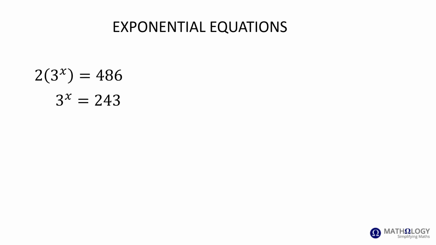The next step is to express 243 as a power of 3, since we have the base 3 on the left. 243 equals 3 to the 5, therefore 3 to the x equals 3 to the 5. And now that the bases of the powers on either side of the equation are equal, we can equate the exponents. X therefore equals 5.